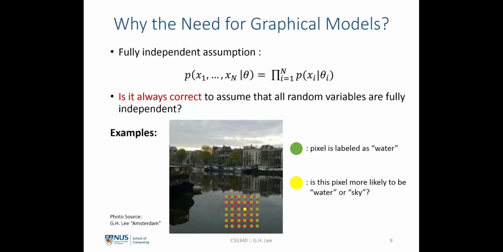Another example here would be, suppose that I'm given an image where every pixel represents a state of label, whether this particular pixel should be labeled as water or sky. Suppose that we are only interested in a binary label for each random variable. Further suppose that we observe all the labels of the green nodes, where they are labeled as water, for example, and we ask the question, what would be the probability of this particular yellow node? Is it more likely that it's water, or is it more likely that it's going to take a state of sky?